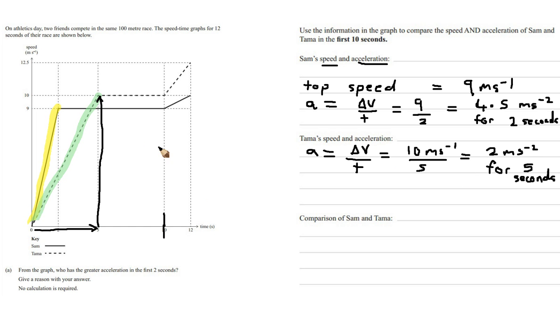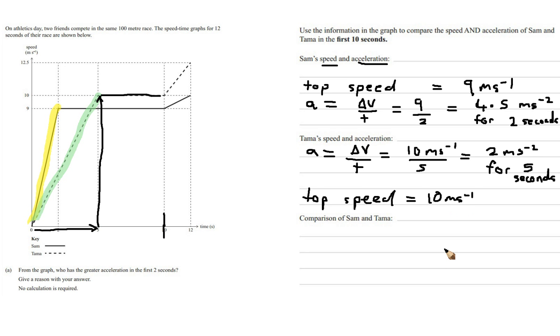And so Tamara here actually reaches a top speed, this flat line bit here, at 10. After 10 seconds, she's going 10 meters per second. So her top speed here is 10 meters per second, and I've just read that straight off the graph. So be careful: values for acceleration are always meters per second squared, and values for speed or velocity are always just meters per second.